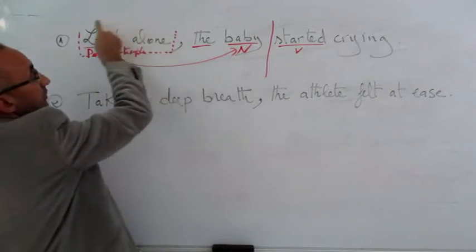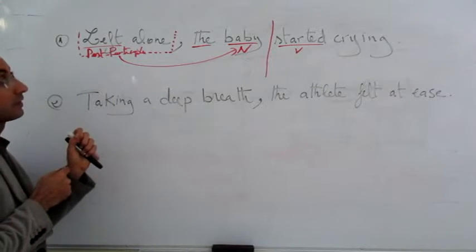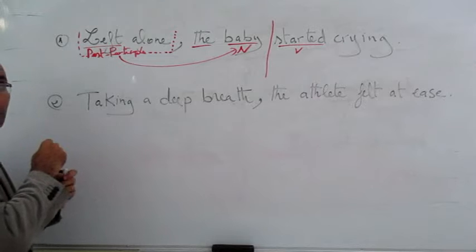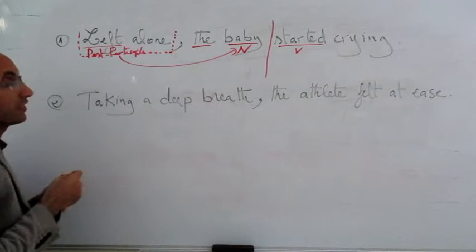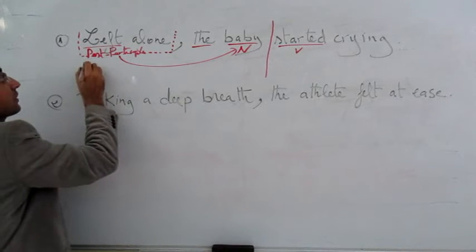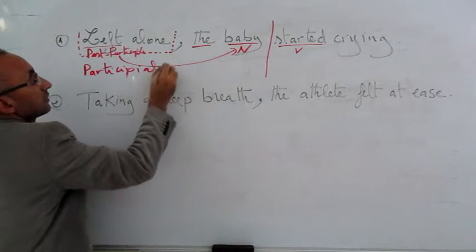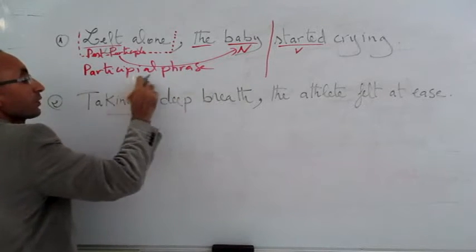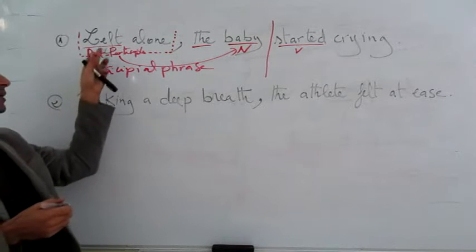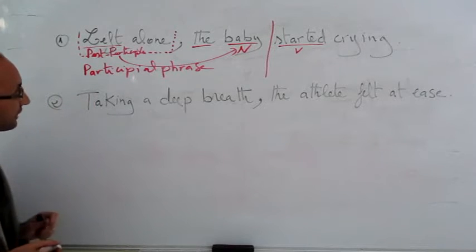So this phrase, which starts with a past participle and which comes to modify or describe a noun, is named after its first element, and it's called the participial phrase, or participle phrase in some books of grammar. It's the phrase which starts with a past participle. Clear? Go. The second example.